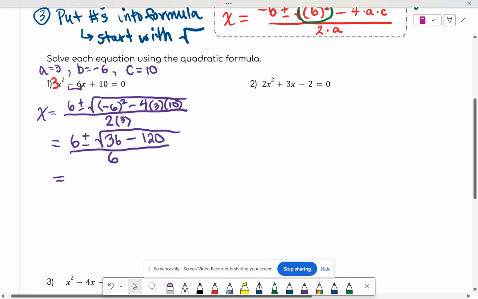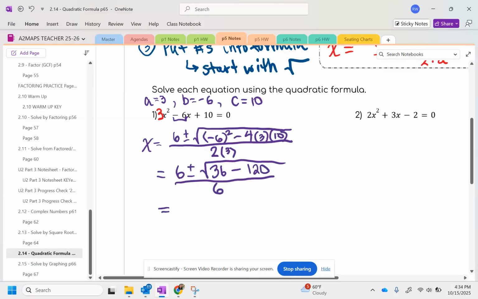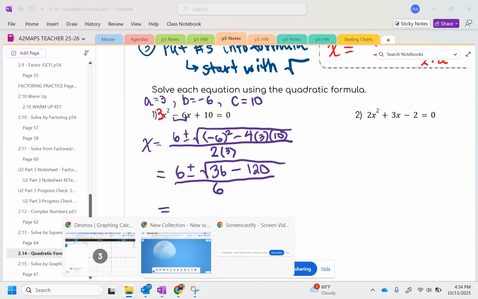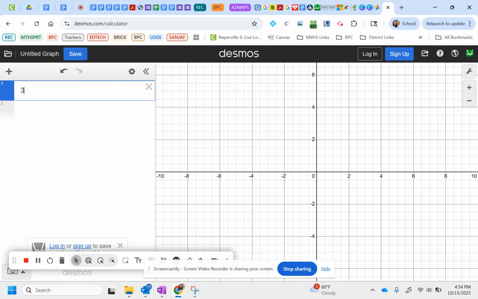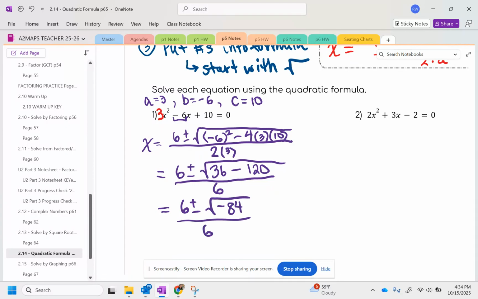So then finally I have, let's see, 36 minus 120. I can go to my pal Desi for that. 36 minus 120 is negative 84. So under the square root, I have a negative 84. And then the whole thing is over 6.